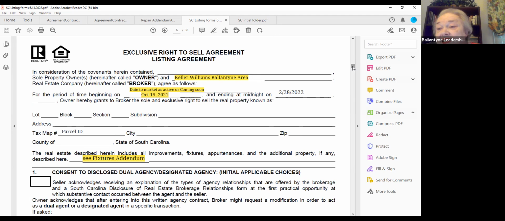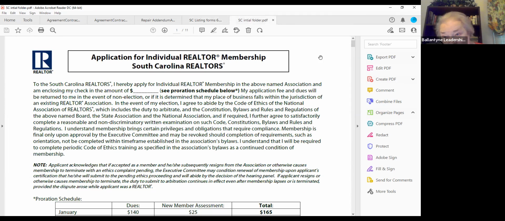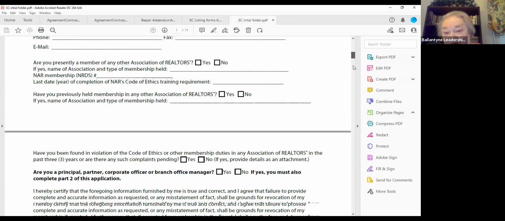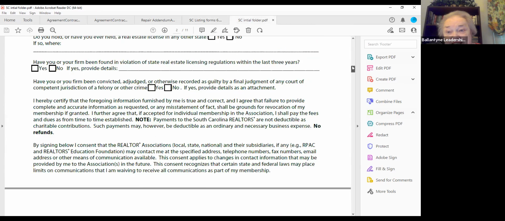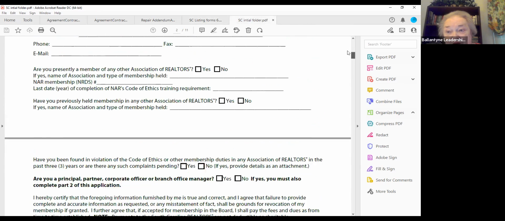The exclusive right to sell is the tool that you're going to need to use to actually do your listing. Now, before we get into the listing, let me go over here to this other file, and this is called your initial folder. When you start to work with a client, you all know that the first thing you have to do is be able to get to the forms.